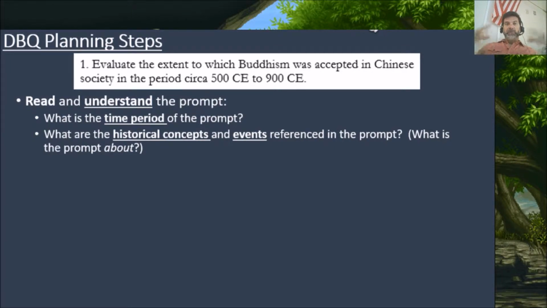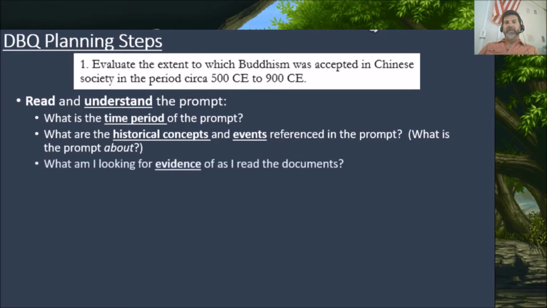So that gives you a clue about what kind of outside knowledge and context you should be trying to think about as we move deeper into the documents. Then you need to think, what am I looking for evidence of as I read the documents? In this case, you're going to be thinking about evidence of the extent to which Buddhism was accepted in Chinese society. So chances are you will find documents showing you a great deal of acceptance, maybe some documents showing you very little acceptance, people rejecting Buddhism, maybe some documents that are in between those two extremes, and expect that you'll see a wide range of evidence over the course of the documents that you'll have to account for as you make your evaluation.